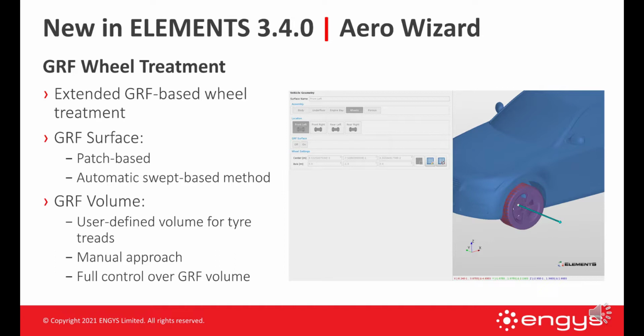One is what we call the GRF surface approach, which is patch-based and is fully automatic using our sweep-based method to identify all the regions in the tires and the wheels that are actually rotating, including tire treads where that's present. And then the other one is what we call the GRF volume approach, which is a manual approach to enable the user, through the graphical user interface, to identify the volumes for the tire treads and other wheel components. So he has complete control over how to generate a GRF volume where the rotating source will then be applied to approximate the rotation of the wheel.